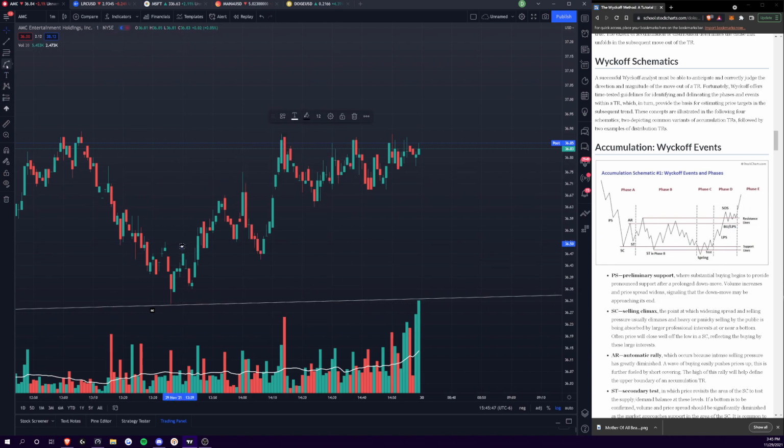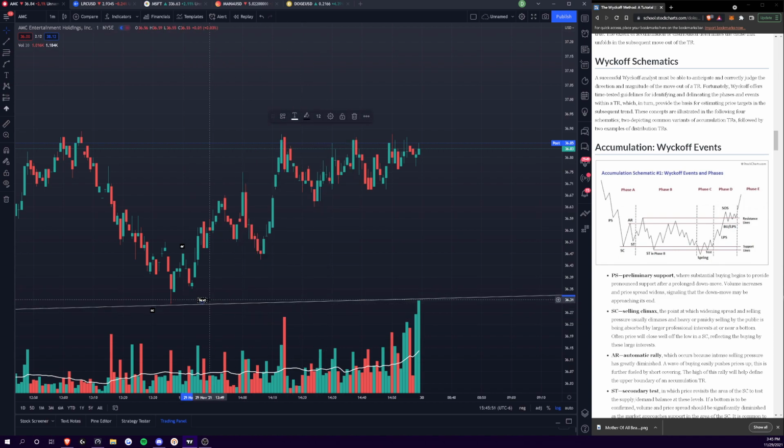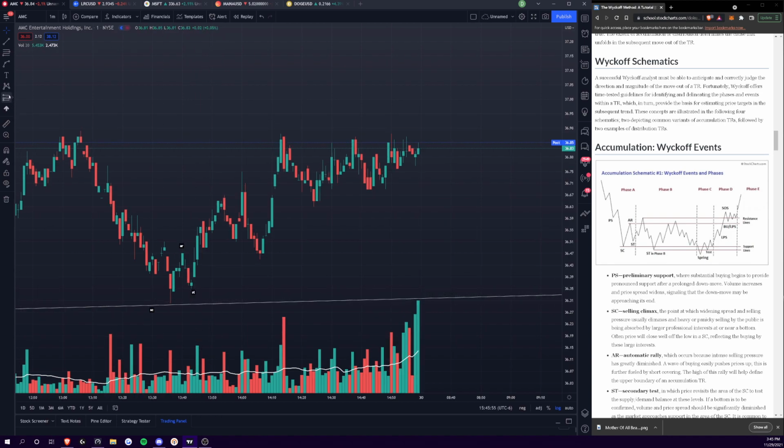Automatic reaction. Sell test. Yeah, because that actually looks like a pretty good distribution in the middle of this thing, huh? Sell test. This is phase B. Sell test in phase B. Here, look, I'll draw a line so it's a little. Oh, what I'm. Draw a rectangle.